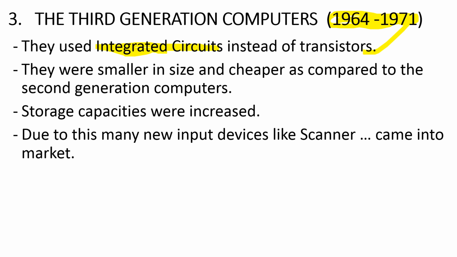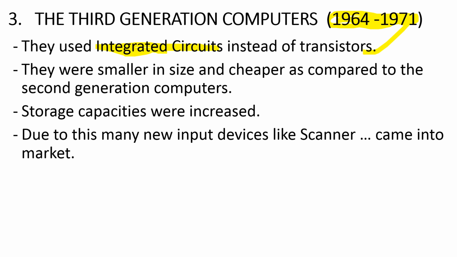Okay. Now, since integrated circuits were used, they were smaller in size. Again, the size of the computer reduced, and since the size of the computer reduced, they were also cheaper as compared to the second generation computers. It was less costlier than the second generation computers. Now, since the size of the computer reduced due to the usage of integrated circuits, its storage capacities were increased. You were able to store much more information than the information that you have been storing in the second generation computers. Okay. Its storage capacity were increased.